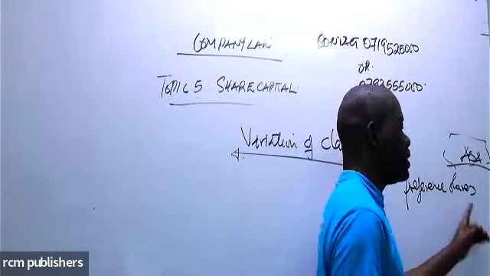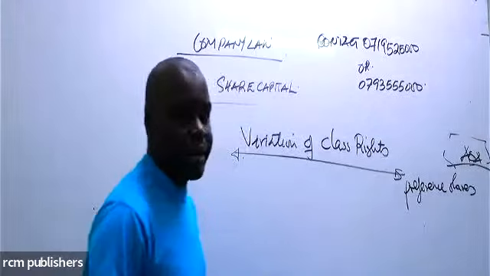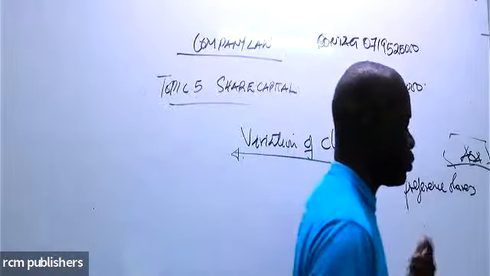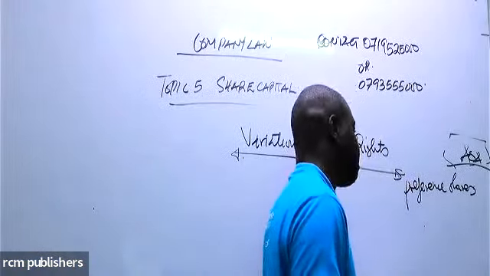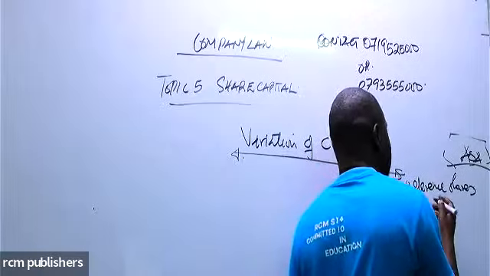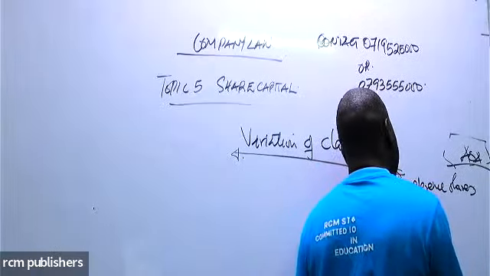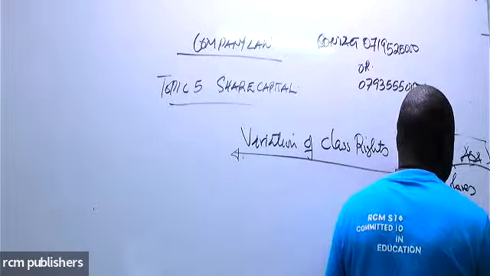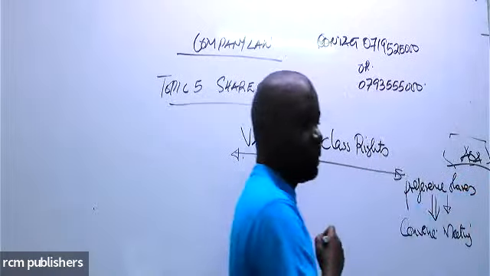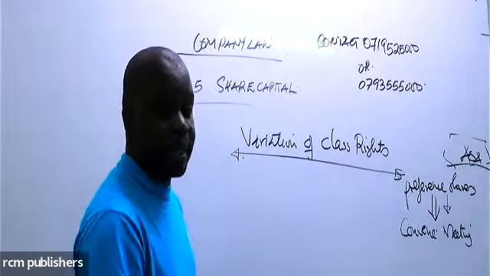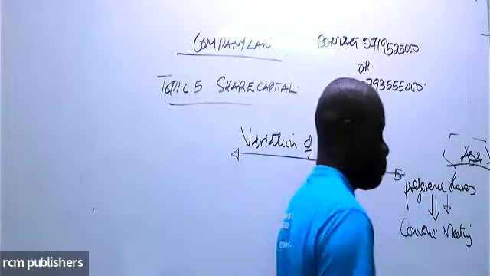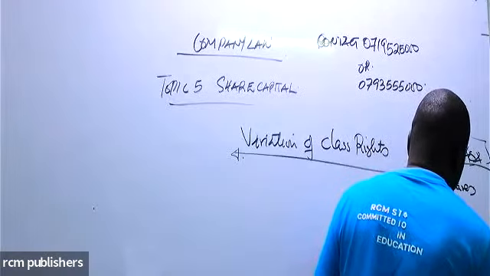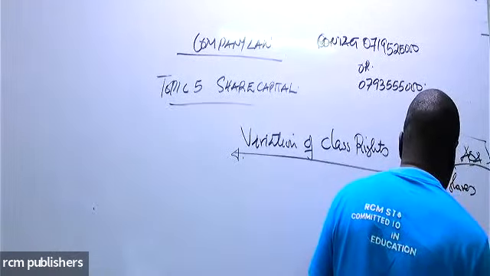So let's say the rights of preference shareholders want to be varied. The company will be able to pass that resolution to vary the rights. But members of this class of shares, those who hold preference shares, will have to convene a meeting. There should be a meeting of the members of this class of shares. At that meeting, they should pass what we call a special resolution for variation of class rights.